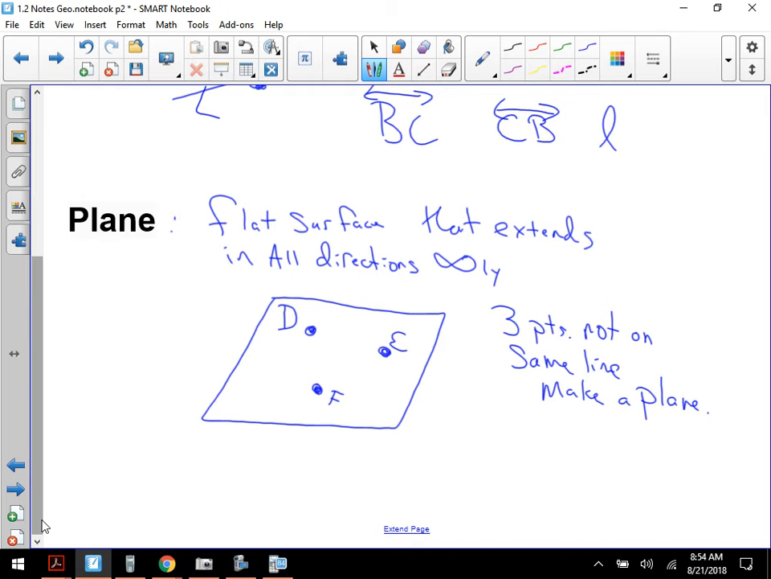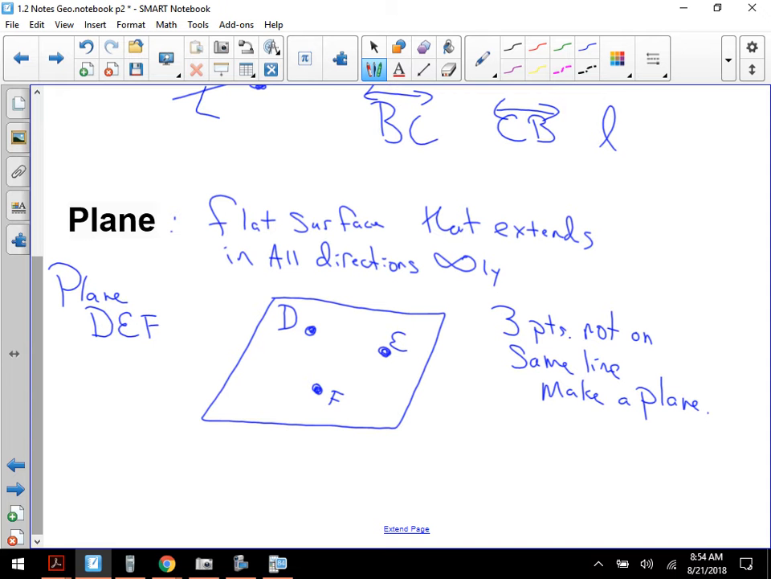When you say that you have a plane, you use the three capital letters. It does not matter what order they go in. I would just call this plane D, E, F. And that's how I write it. It's plane D, E, F. There's no symbol, no arrows, no bar over it, there's nothing. It's just called plane D, E, F.